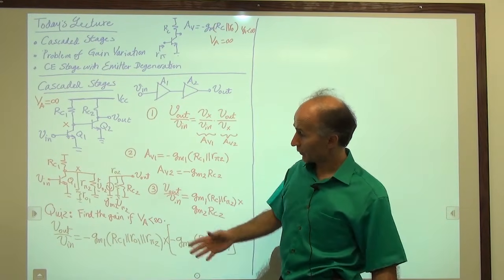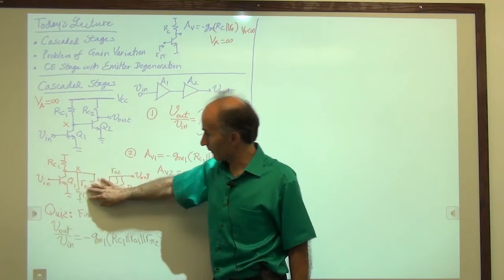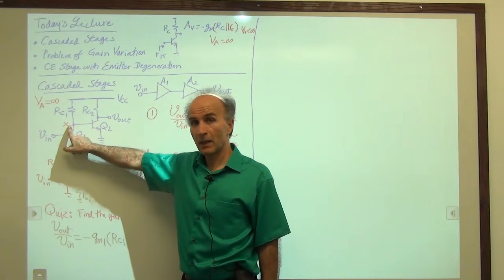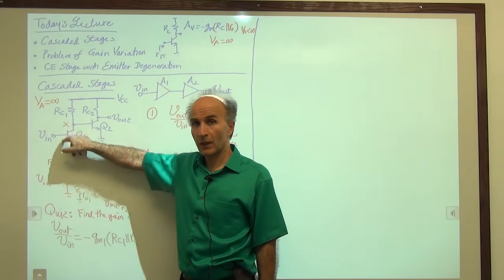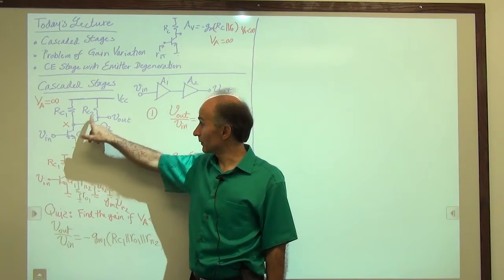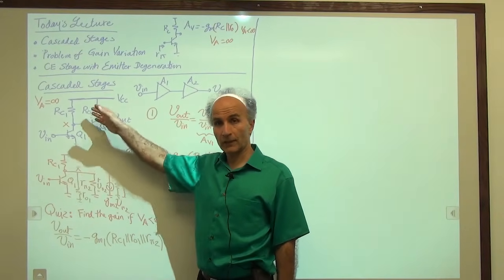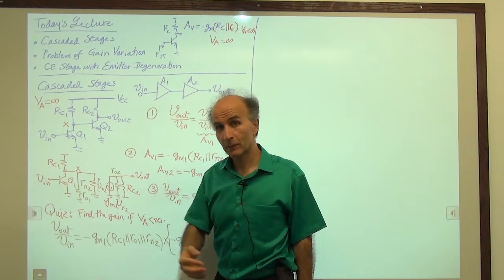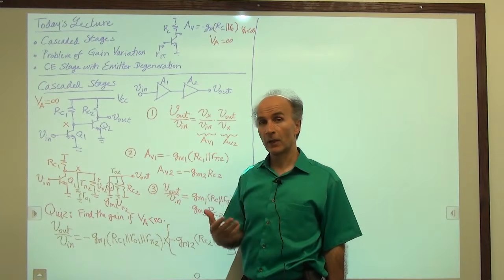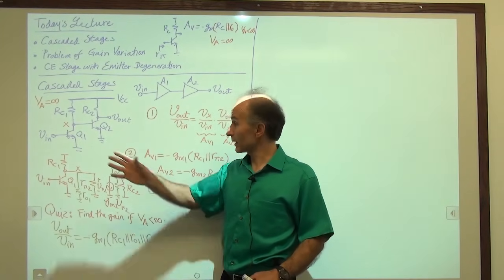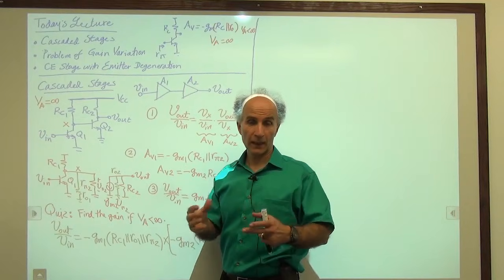In fact, sooner or later, we don't even need to draw any of this. By just looking at that circuit, we say the gain from here to here is minus GM1 times RC1 in parallel with RO1 in parallel with R pi 2. And the gain from here to here is minus GM2 times RC2 in parallel with RO2. Okay, these are the things that we need to build up in our mind. You have to become comfortable and proficient with them so that as the circuits become more and more complex, we can easily handle them.